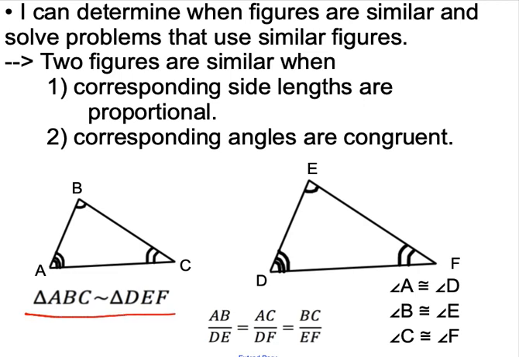Each of these are proportional. AB compared to DE is congruent to the other comparisons. I probably shouldn't write all over this while you're trying to write notes. And the corresponding angles are congruent. You might want to pause the video so that you can get this copied into your notes.